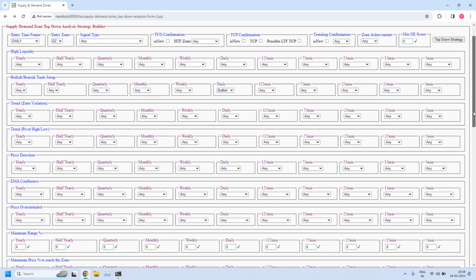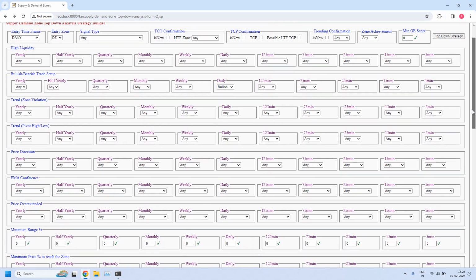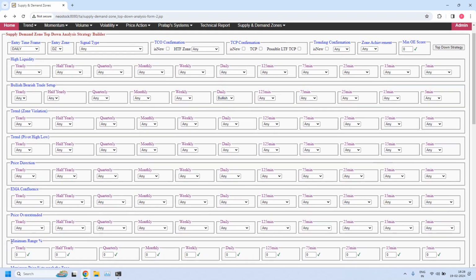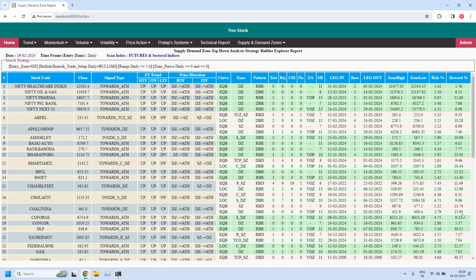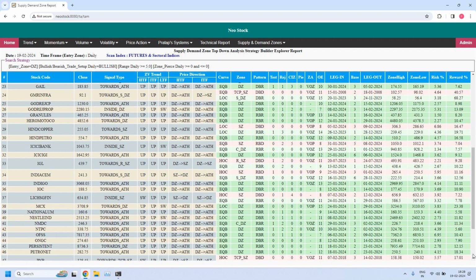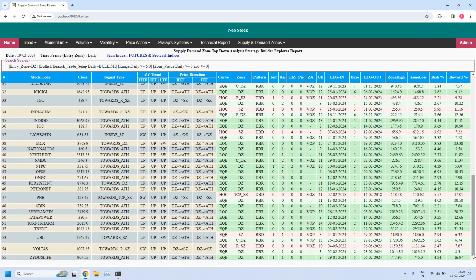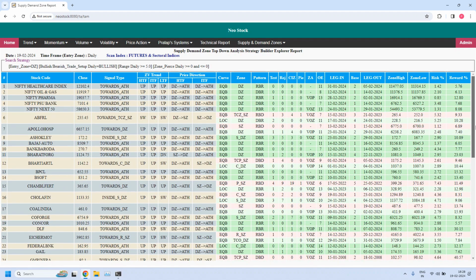So for that, I am going to the strategy builder. There, a parameter called minimum range. This is nothing but reward, D2D range, distal line to distal line, or distal line to all-time high. So the minimum reward should be 5%. So I am selecting the value 5 and daily time frame. Now the list is further reduced. Now let me scroll down. Now 55 stocks are filtered. In all these 55 stocks, the reward is a minimum of 5%.